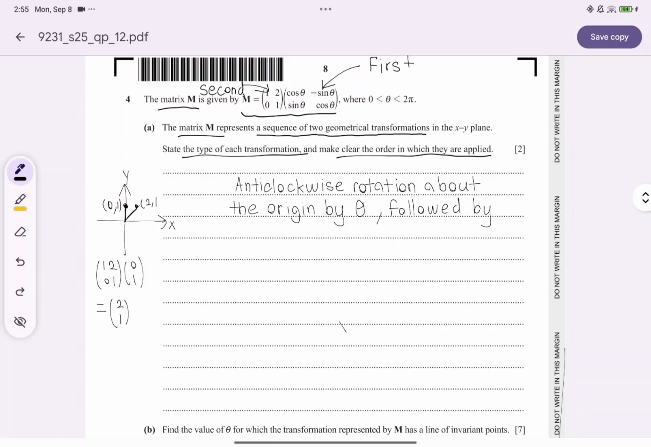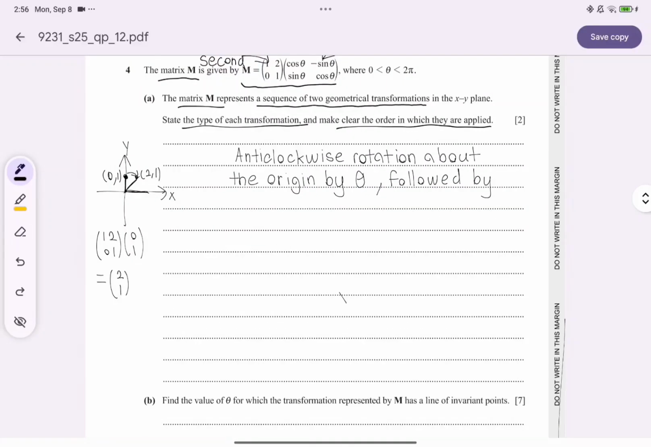So it's from this to this, so it has shifted over here. So as you can see, the y coordinate did not change, so we can say that the x-axis is fixed, okay, because the y coordinate didn't change. So this is actually called a shear, okay. This would be a shear, x-axis fixed.